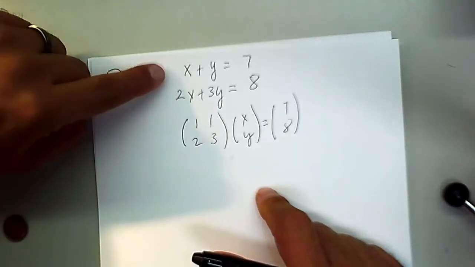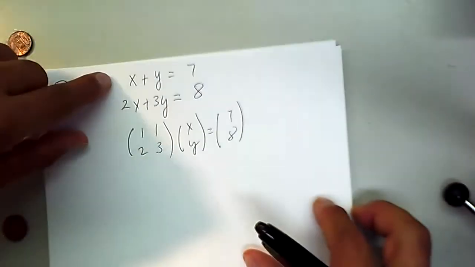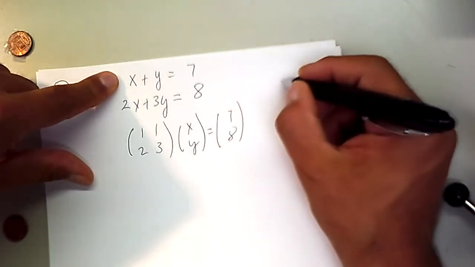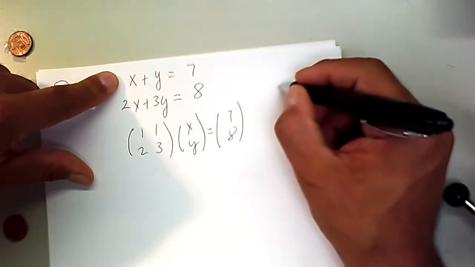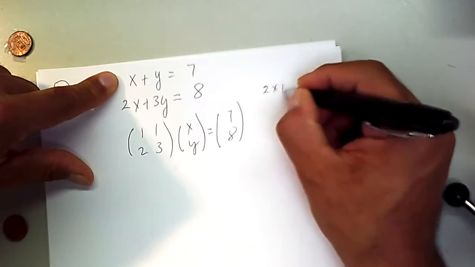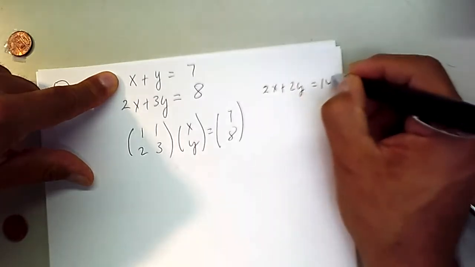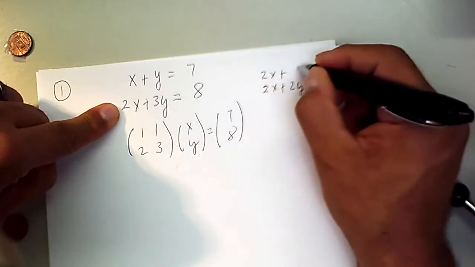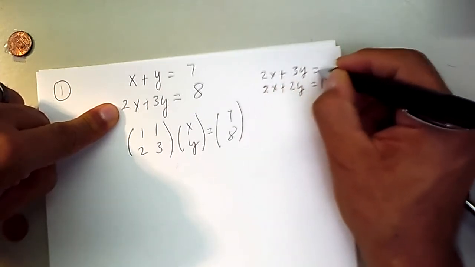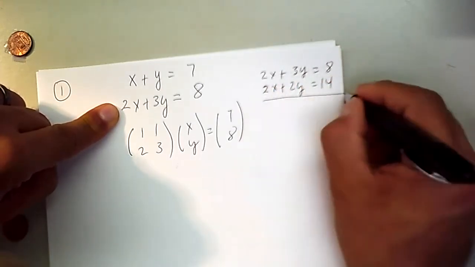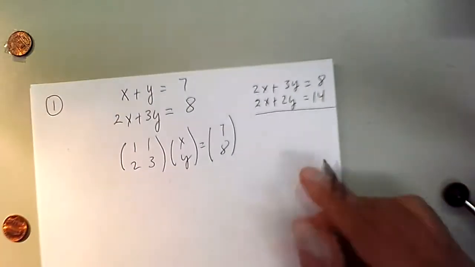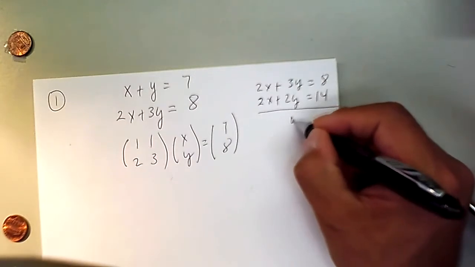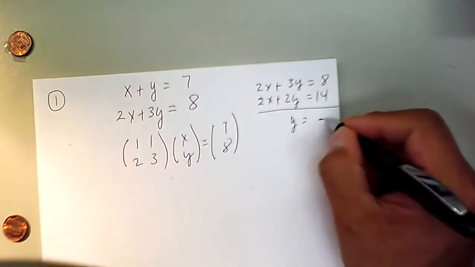Now remember, let me remind you what we typically do. We multiply this by 2, so that is going to give us 2x plus 2y equals 14. And then we have this guy, 2x plus 3y equals 8. And then we subtract the 2. So 2x minus 2x is no x. 3y minus 2y is a single y. 8 minus 14 is negative 6.